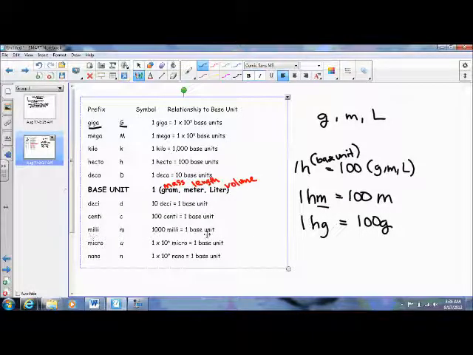Okay, down here it looks a little bit different. If you kind of look up here, this talks about 1 giga was 1 times 10 to the 9. Down here, for example, this one says 1,000 millis is 1 base unit.